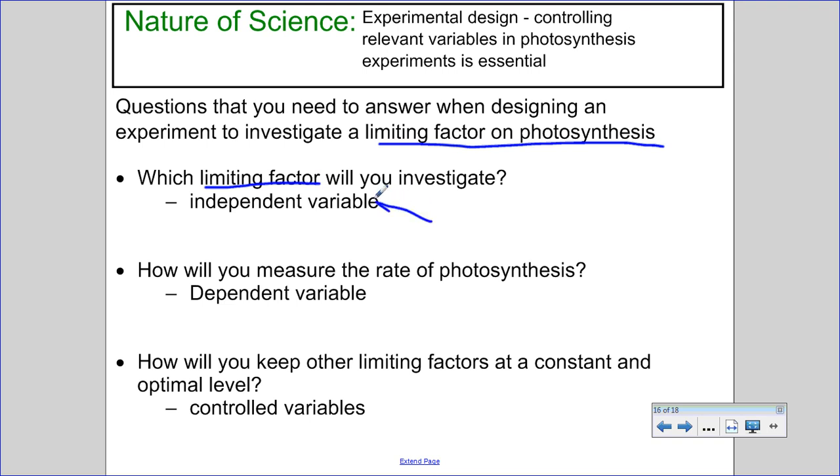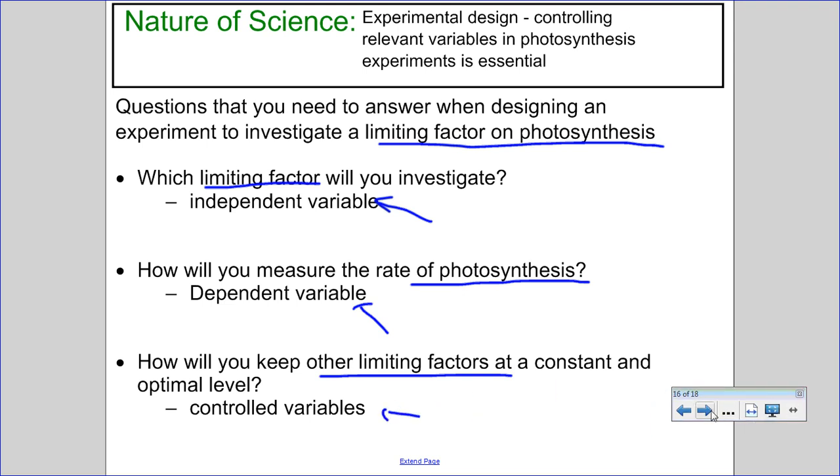This will become your independent variable, the variable which you manipulate. And because you're investigating photosynthesis, you have to determine how you will measure the rate of photosynthesis. This will be the dependent variable. And then you have to consider how you will keep other limiting factors constant and at an optimal level. And these are the control variables.